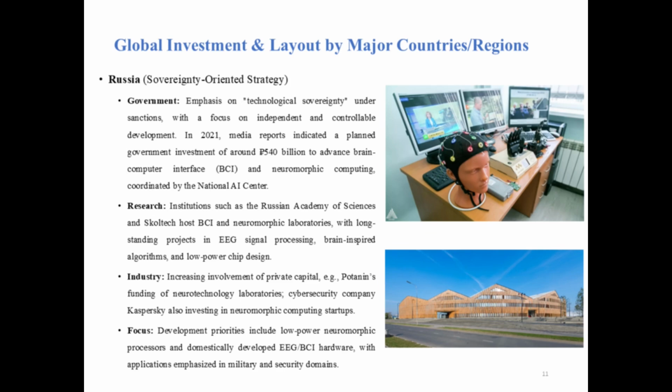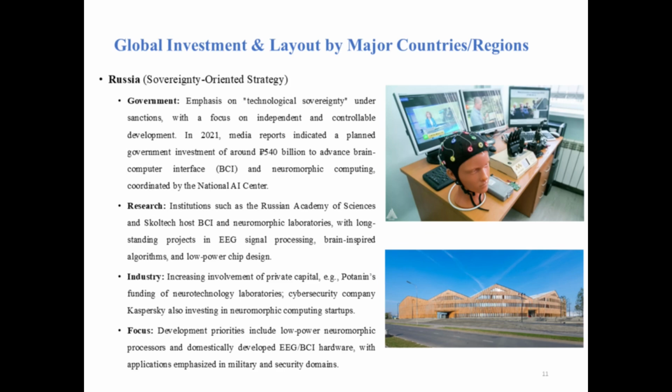In terms of industry, the private sector is increasingly involved. We are seeing private funding from individuals like Potanin and companies like Kaspersky who are investing in domestic neuromorphic startups.